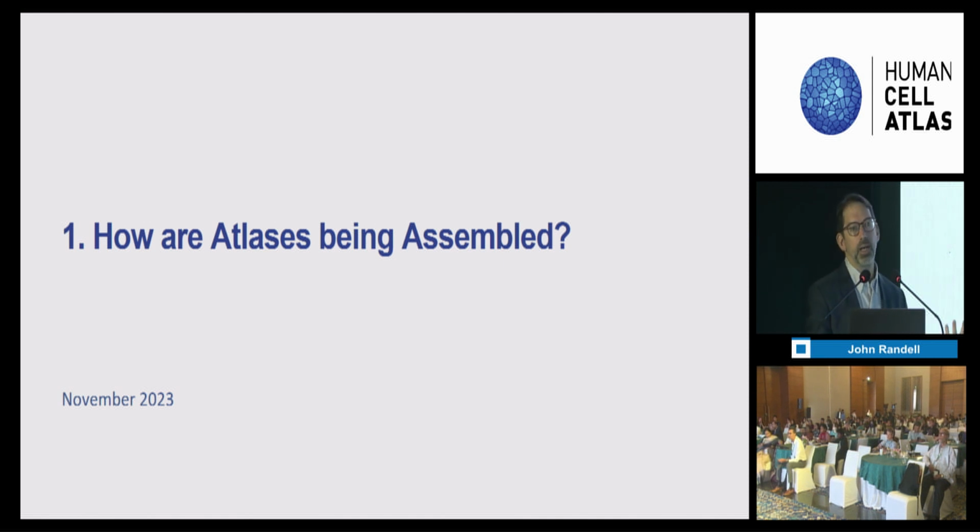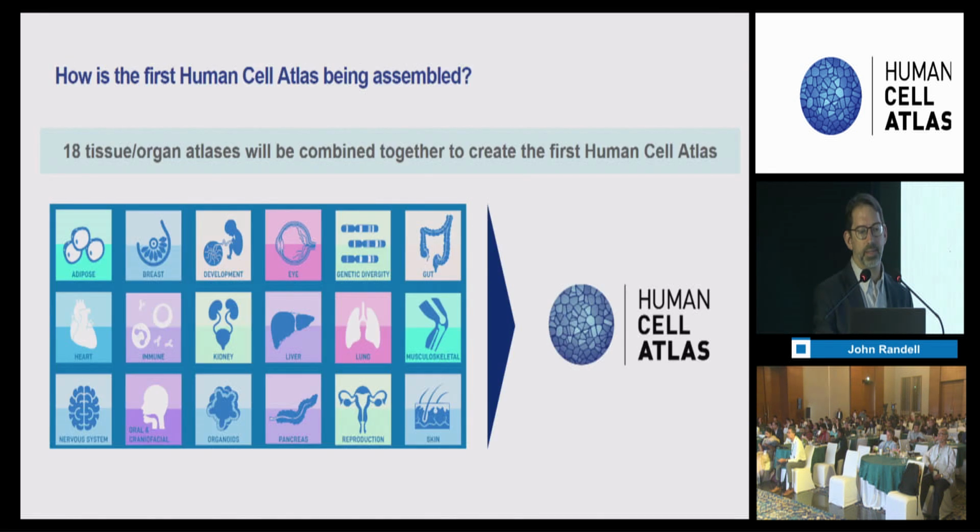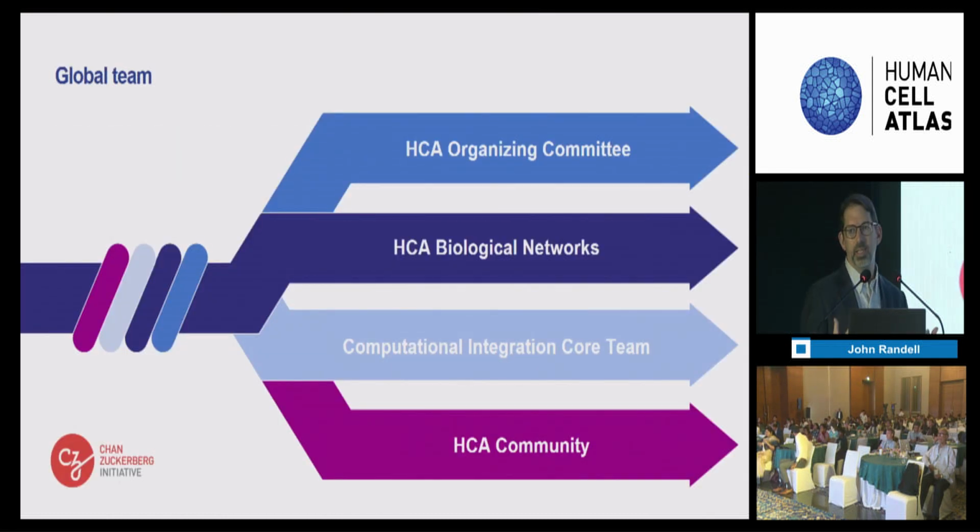So you've already heard a lot from Aviv in particular about the process of atlas assembly. Just to review, each of the 18 HCA biological networks will contribute 1 or more draft atlases to the first human cell atlas. And this is, again, as you've heard, very much a collective process that anybody can be involved with. It is, as every element of HCA's science is, overseen by the HCA Organizing Committee, which is an independent body of roughly 3 dozen scientists, again, from around the world.